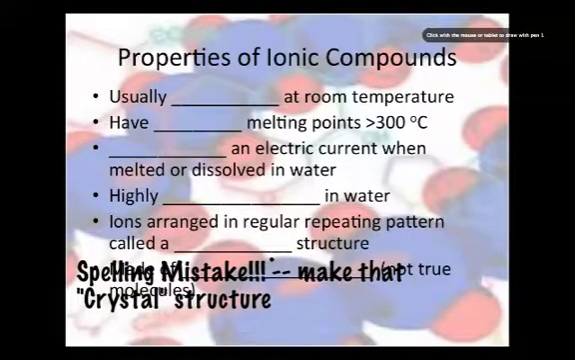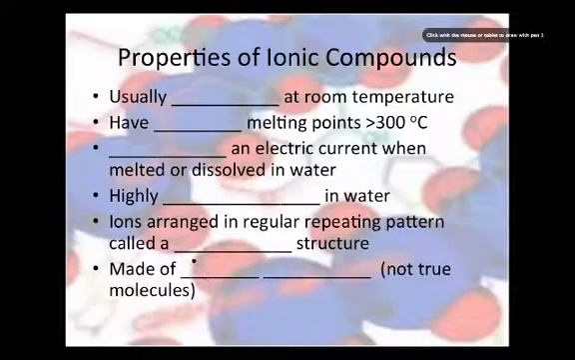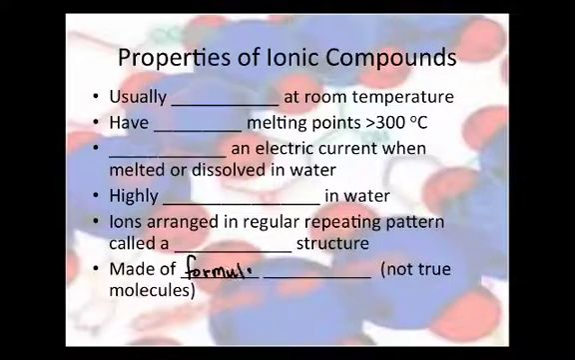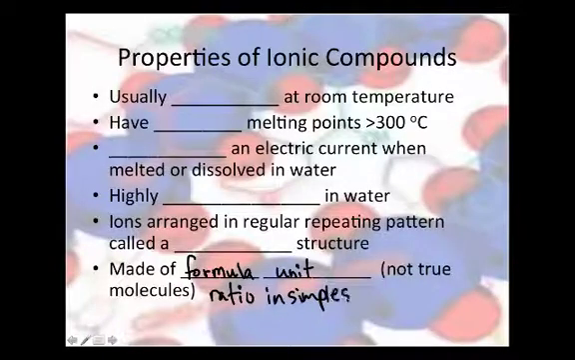Another feature of ionic compounds is that they're made of what's called a formula unit, where we could represent the ratio of one atom to another in its simplest form, and that's what's called a formula unit. So it's a ratio, in simplest terms, of one type of atom to the other. Let me show you why we do this.